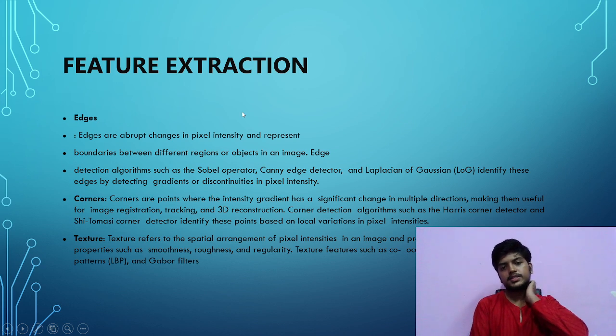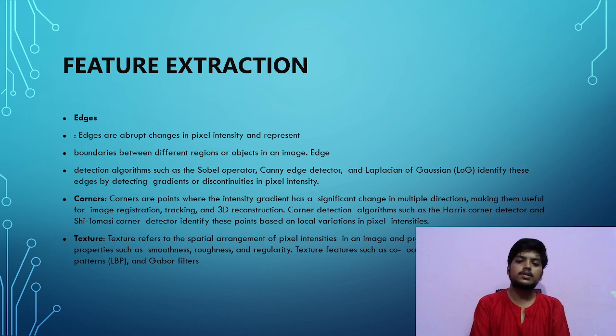Edges are observed changes in pixel intensities and represent boundaries, whereas corners are points where the intensity gradient has significant changes in multiple directions, making them useful for image registration, tracking, and 3D reconstruction. Texture refers to the spatial arrangement of pixel intensities in an image and provides information about surface properties such as smoothness, roughness, as well as regularity.